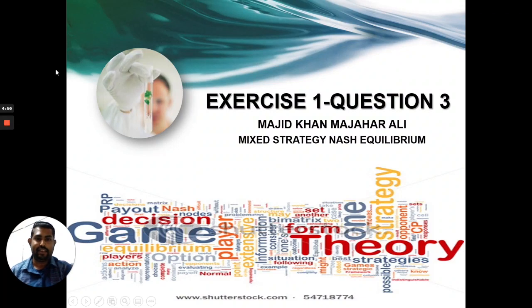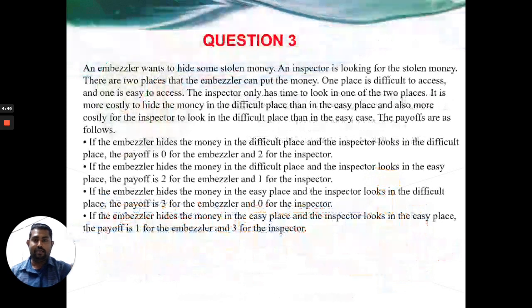Hello, hi, welcome to exercise 1, question number 3. So we are going to look at the mixed strategy Nash equilibrium. Because today we just finished learning mixed strategy, so we will look back at question number 3. Okay, let's look at the question.